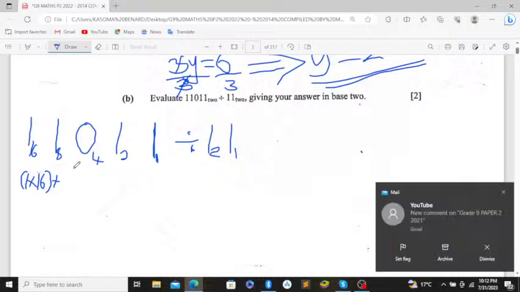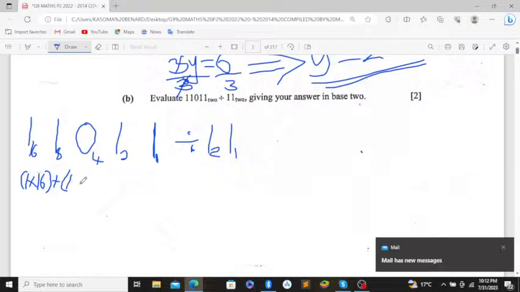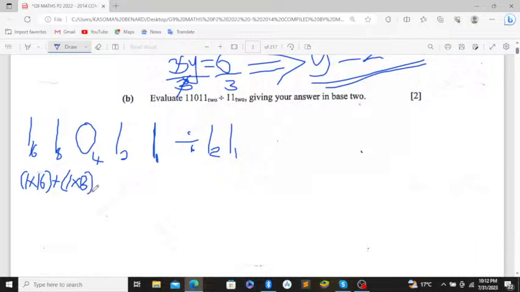Okay, so once we have done that, then we're going to open bracket, then we're going to say 1 multiplied by 8. Then close bracket. Then we come to this one, we multiply. So I'm going to put plus. Then I'm going to open bracket, then I'm going to say 0 multiplied by its place value, which is 4.